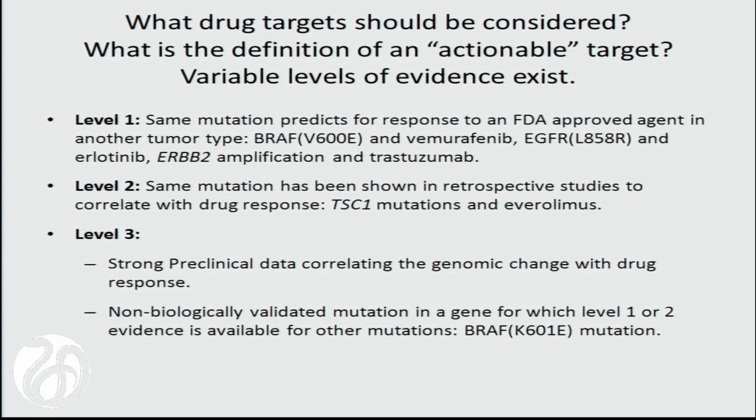I would speculate that level 2 evidence could be maybe the same mutation has been shown in a retrospective study to correlate with drug response. This would be our TSC1 example. So again, we don't have an approved biomarker drug link here, but it makes sense based upon clinical data. And then maybe a level 3 evidence would be strong preclinical data correlating with the genomic change, or maybe a non-biologically validated mutation in a gene for which level 1 or 2 evidence is already available.